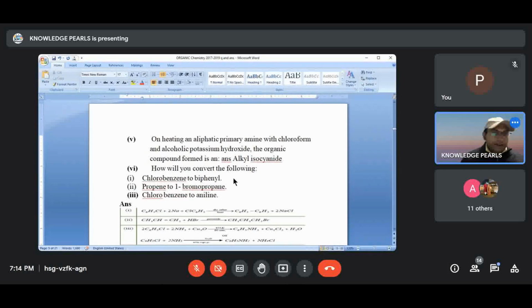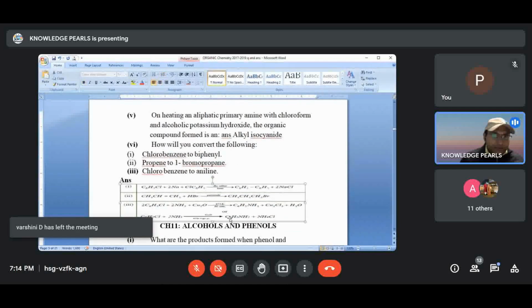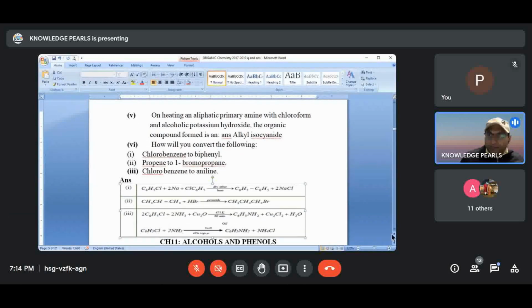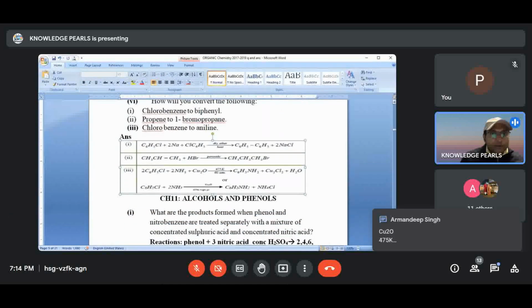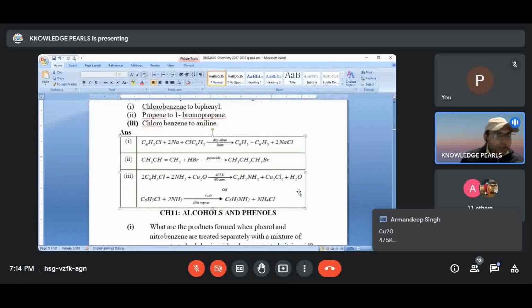Chlorobenzene to aniline. What way can we do this? Which reaction do we have to use here? There are two ways to do this question. One is the lengthy way, one is the easy way. But if you are using the easy way, which the board has given, as I will show you now, you need to write the temperature and pressure conditions. If you are not writing them, you will not get marks.